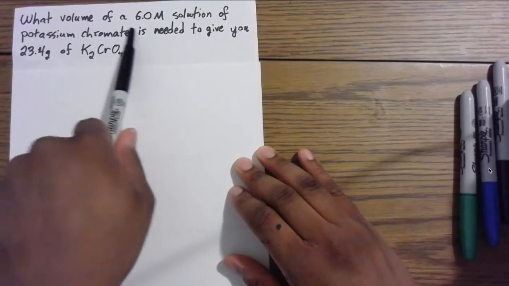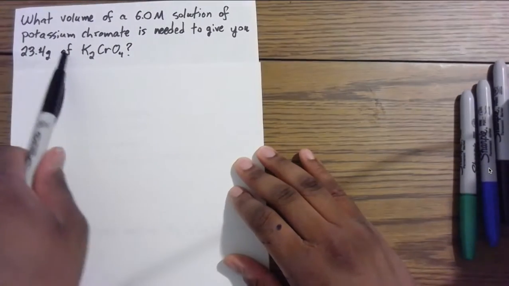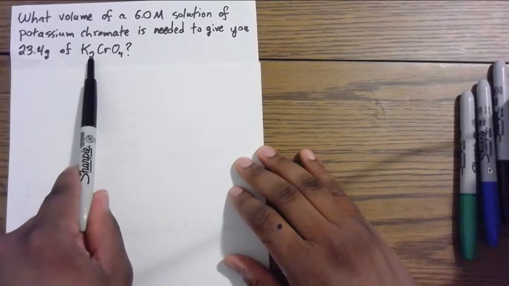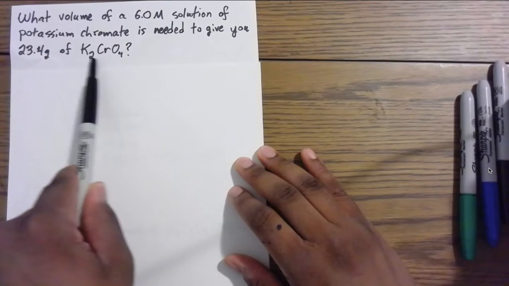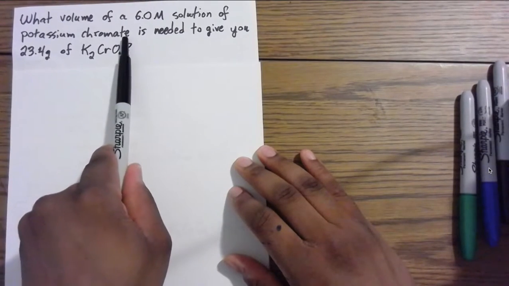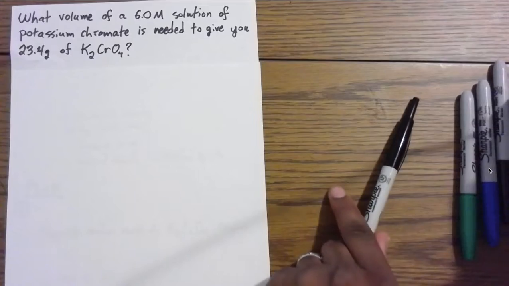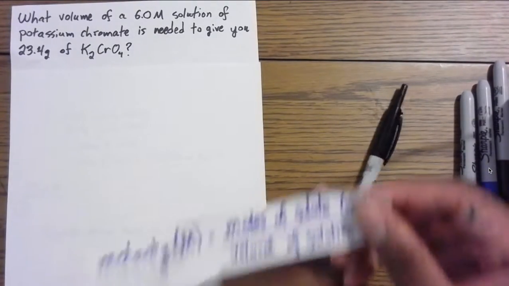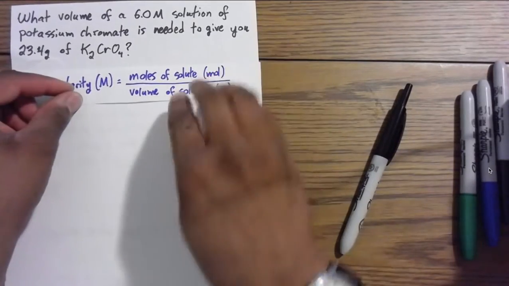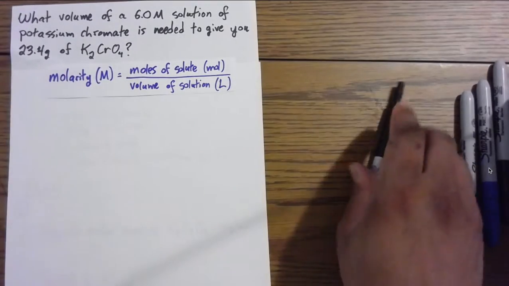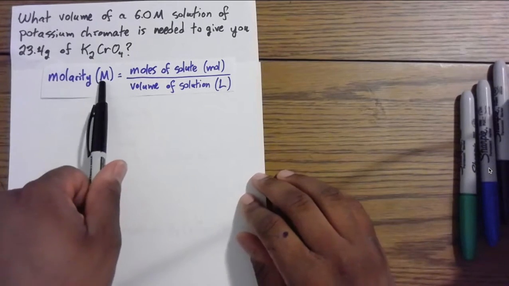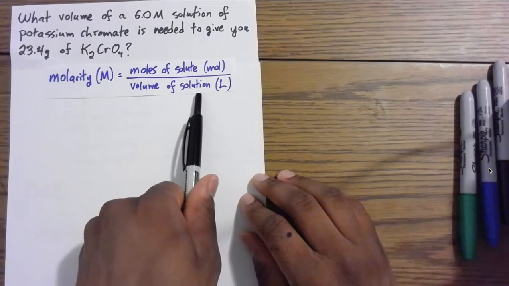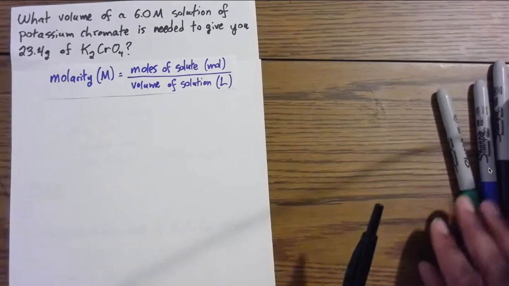What volume of a 6 molar solution of potassium chromate is needed to give you 23.4 grams of K2CrO4? And this is actually the formula for potassium chromate. This is a problem, looks like, involving molarity. So any question involving molarity will need to use the formula for molarity, which is denoted by big M. Molarity is equal to moles of solute divided by volume of solution, or moles divided by liters.